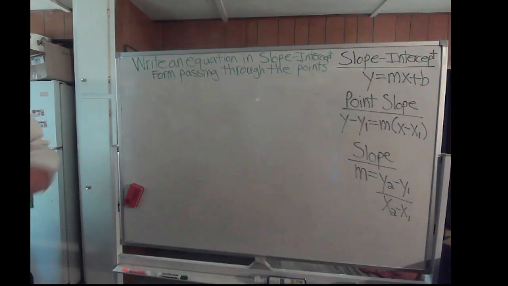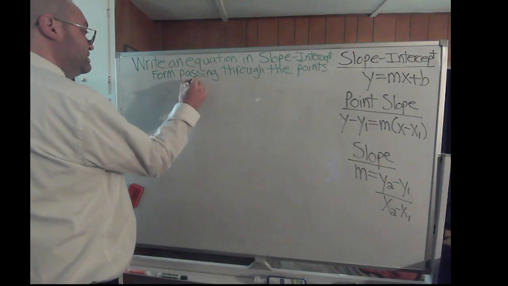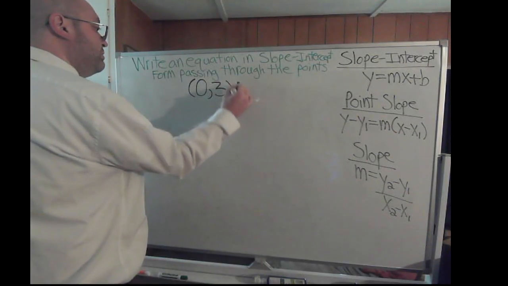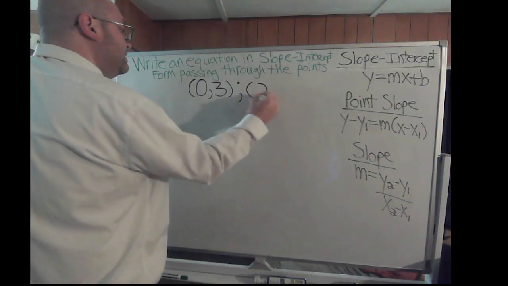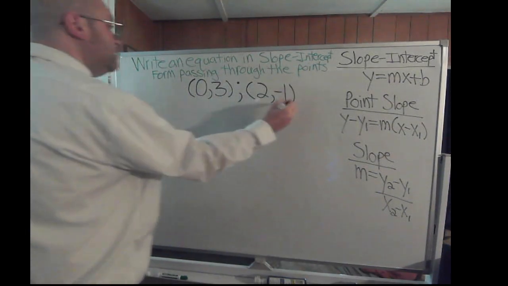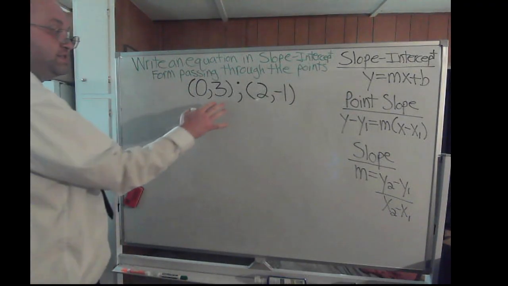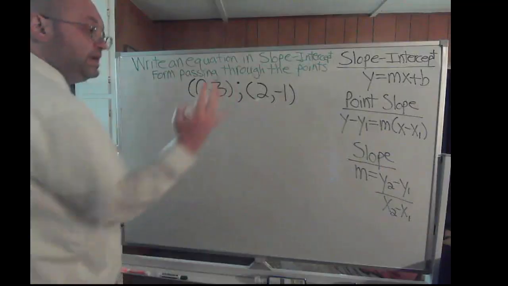Next, passing through the points (0, 3) and then (2, -1). So we need to find the equation in slope-intercept form that passes through the points (0, 3) and (2, -1).